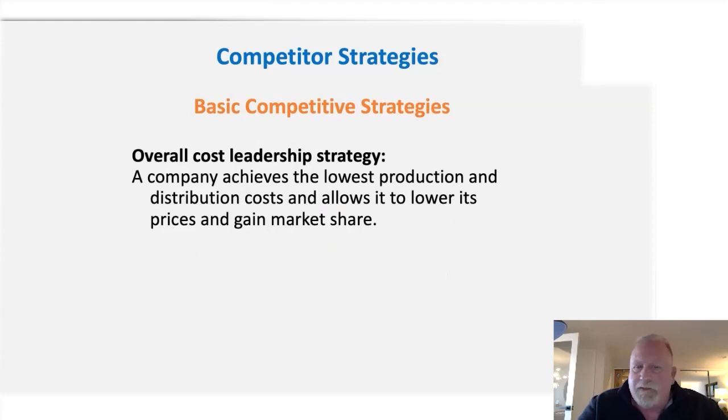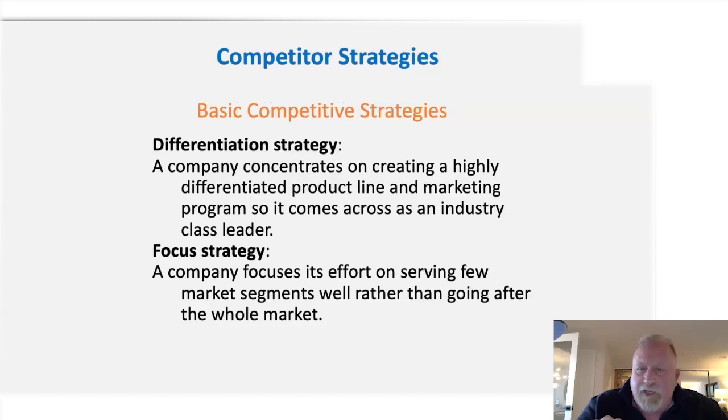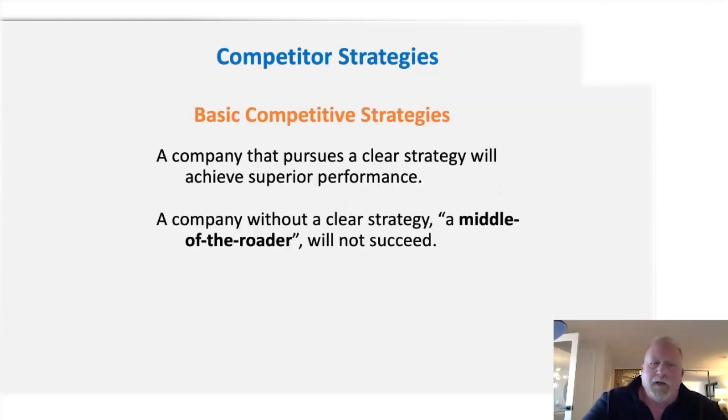Now I'm going to just review them each really quickly. The overall cost leadership: the company achieves the lowest production and distribution costs to gain the maximal market share. Differentiation: the company creates a highly differentiated product line that makes them the industry class leader by being different than everybody else. The focus strategy: they focus on particular segments. This is what we call the middle of the road strategy. There's no clear strategy. We're just a general player in the marketplace. Remember, those are our four key strategic mechanisms.